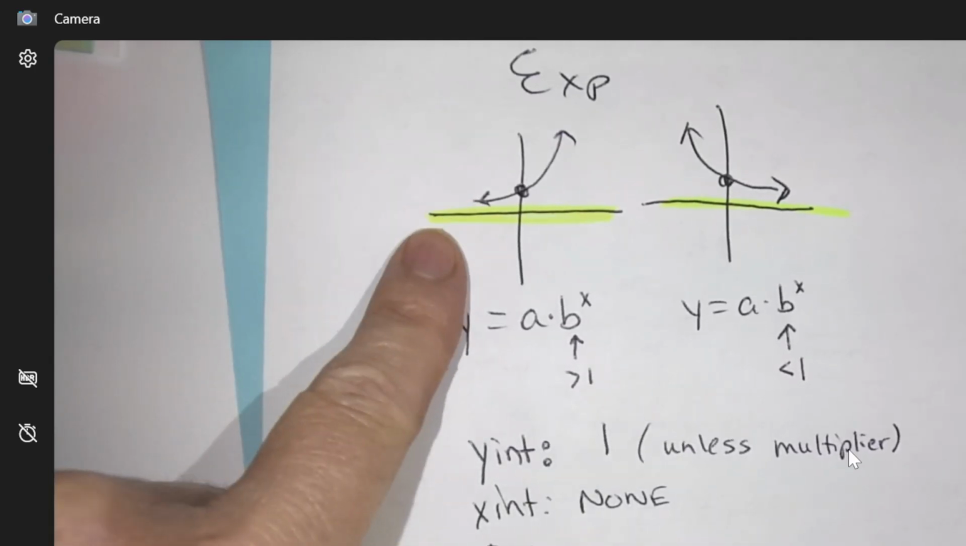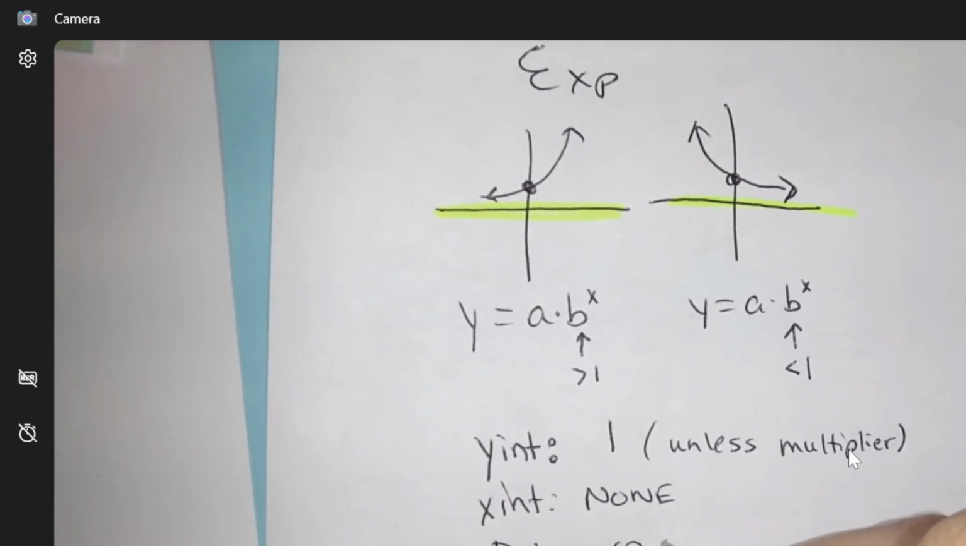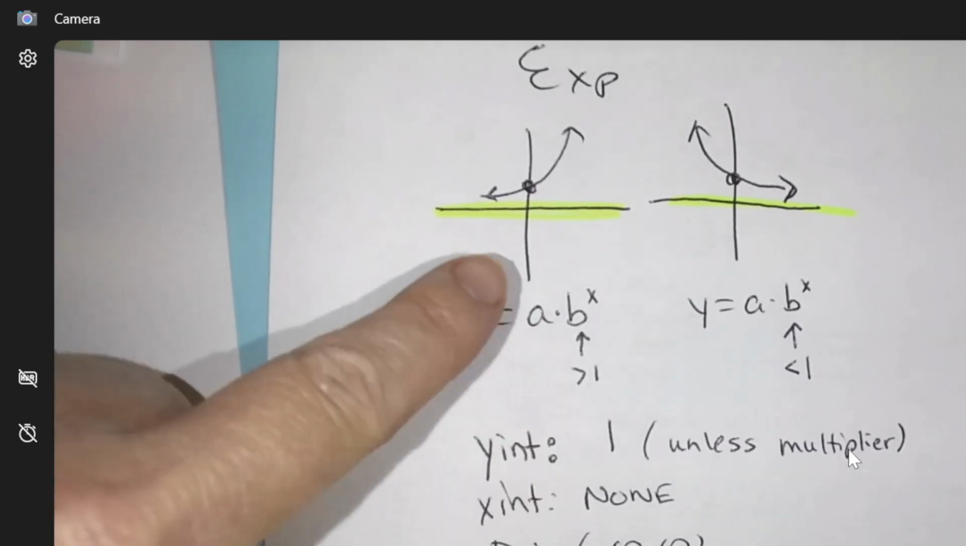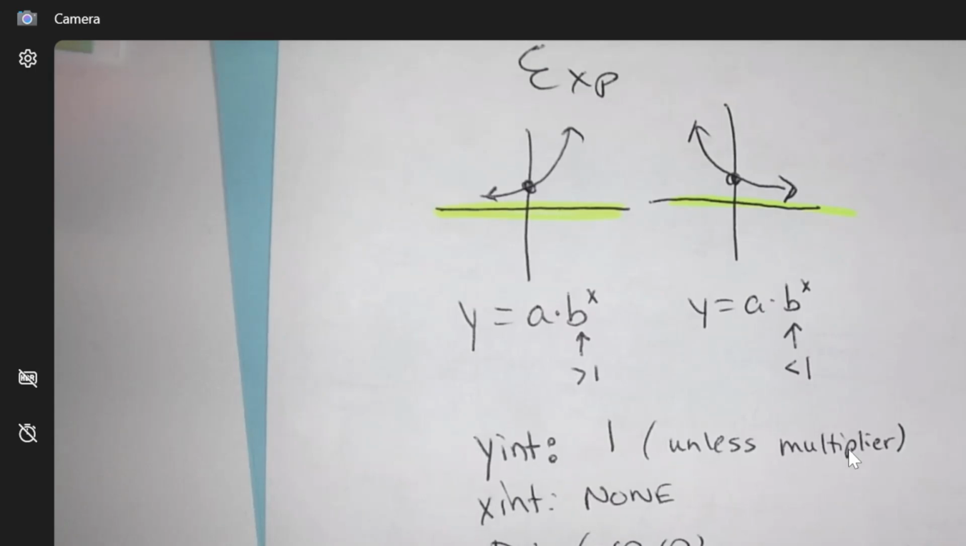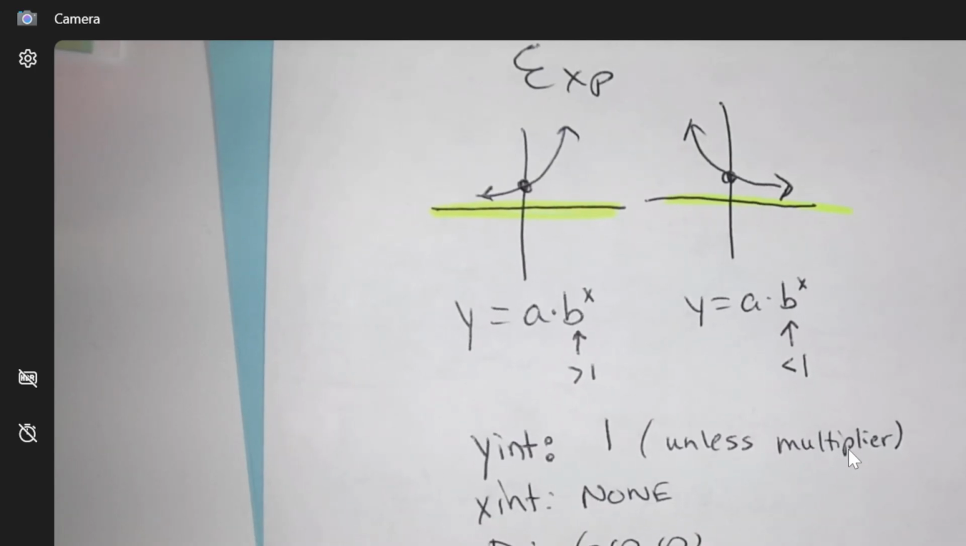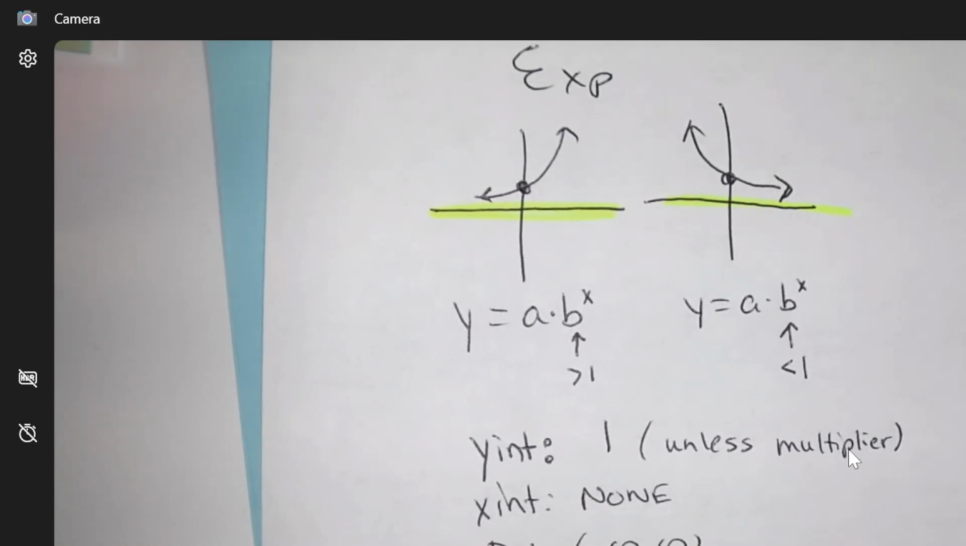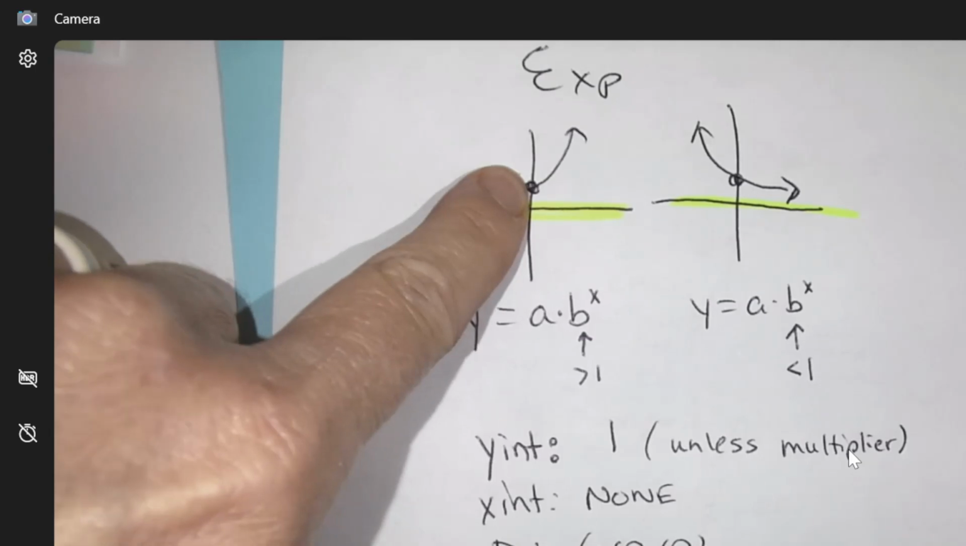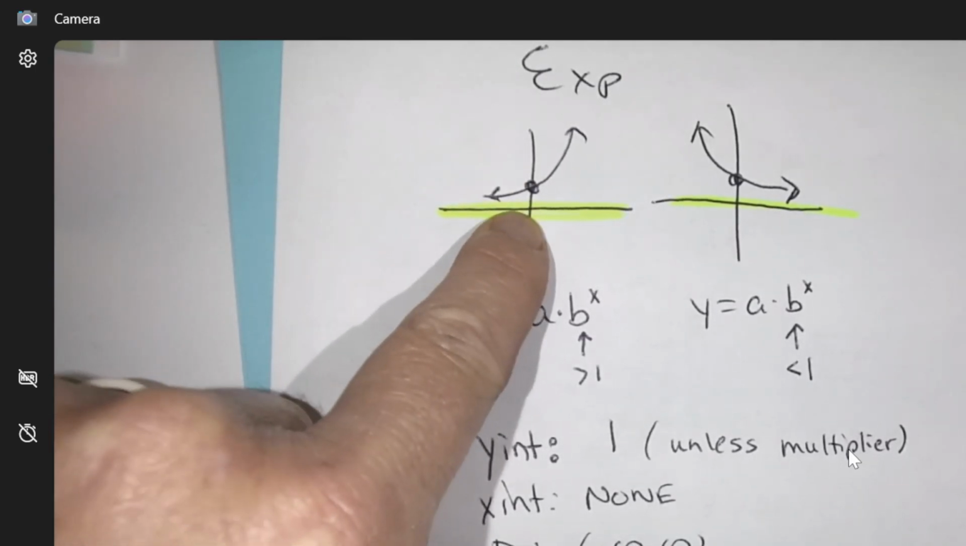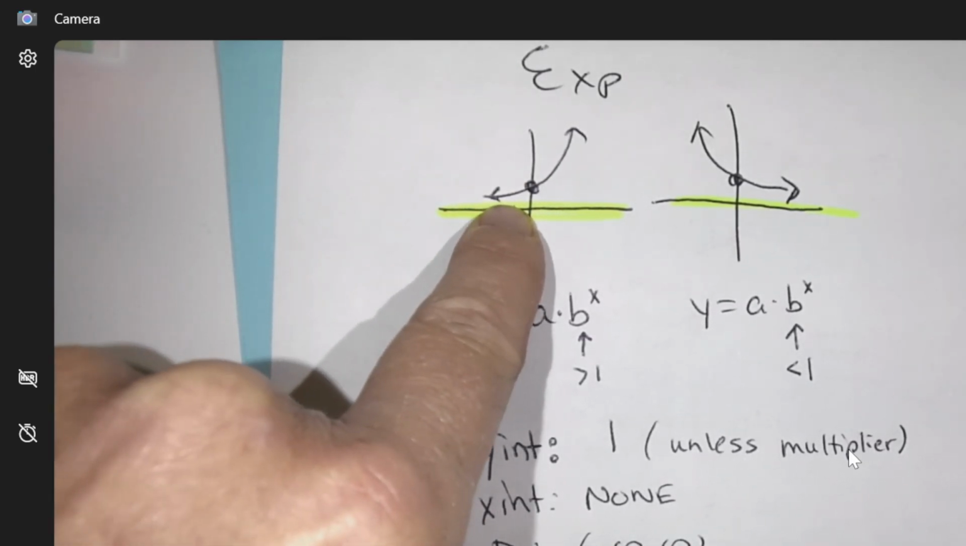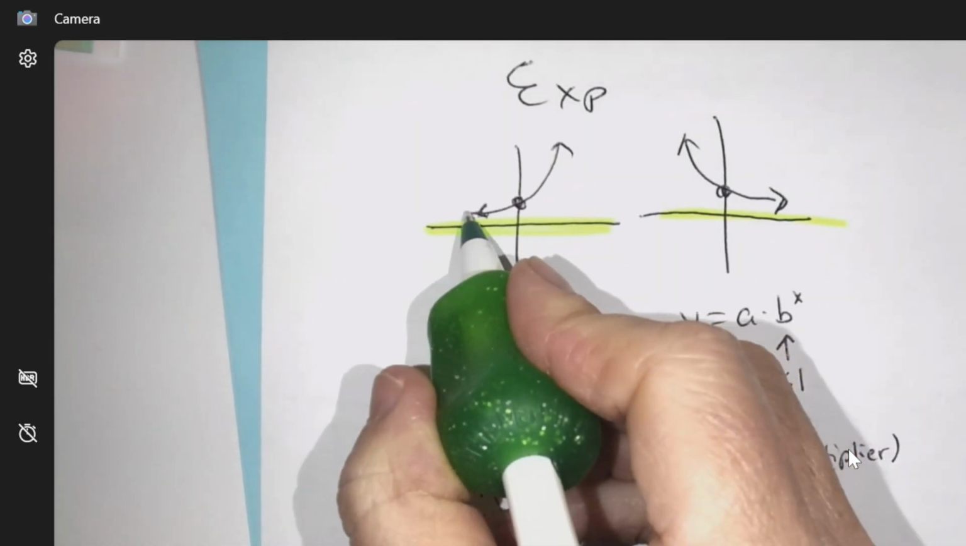Domain, left to right. So this graph could do anything. Range, what's the lowest height here? Something to infinity, not 1. It can get close to 0, but it cannot be on 0. It doesn't ever touch 0. Am I below 1? No. This height is below 1, below 1, below 1.